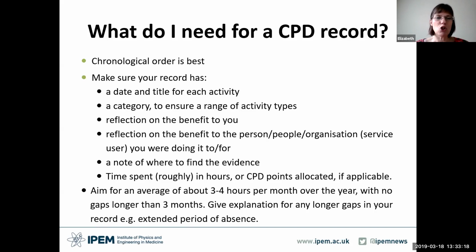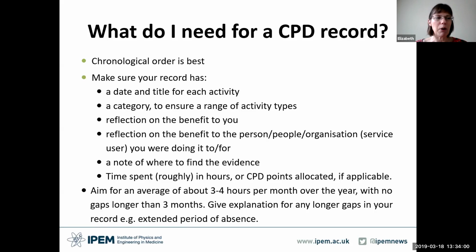Then a category to ensure a range of activity types through the year, and I'll come on to that a bit later. We have 5 categories that we try and fit things into to be most organised. Then the 2 most important sections: a reflection on the benefit that it's been to you to do this particular CPD activity, and a reflection on the benefit to the person or the organisation that you were doing it to or for. And this is commonly put down as the service user. And then for your own benefit, a note of where to find the evidence of this activity.